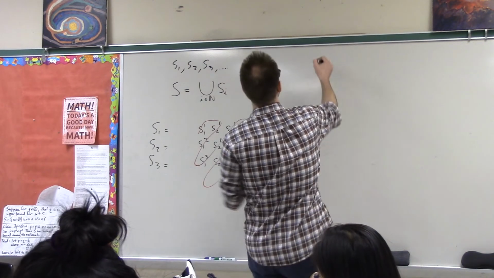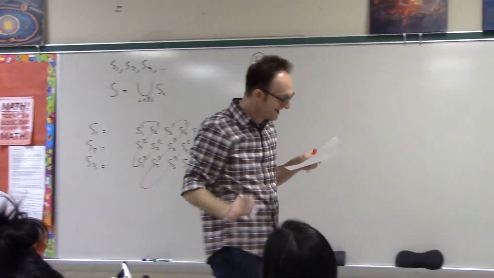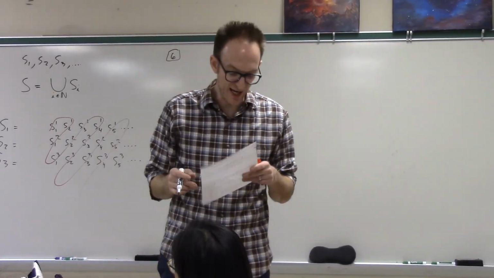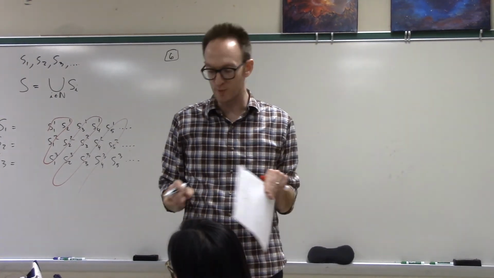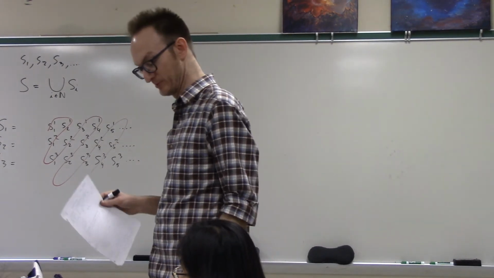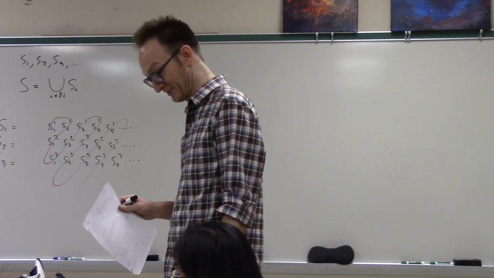6. Okay. Prove that the set of finite strings from an enumerable alphabet is enumerable. Oh boy, this seems really important.